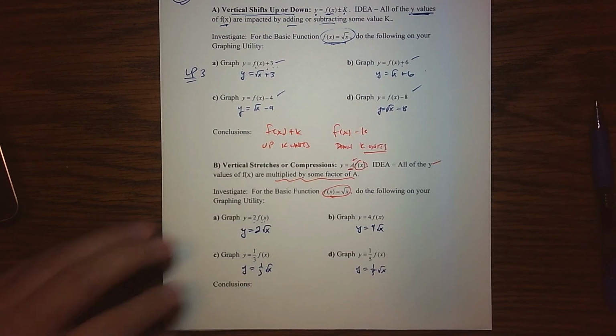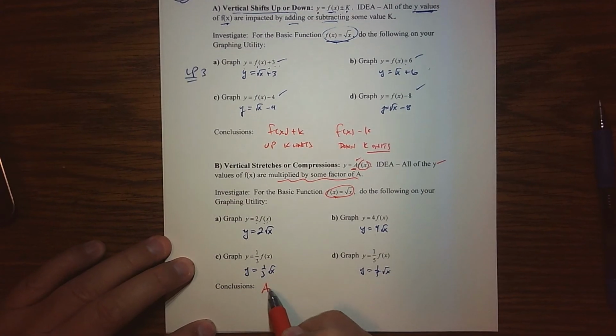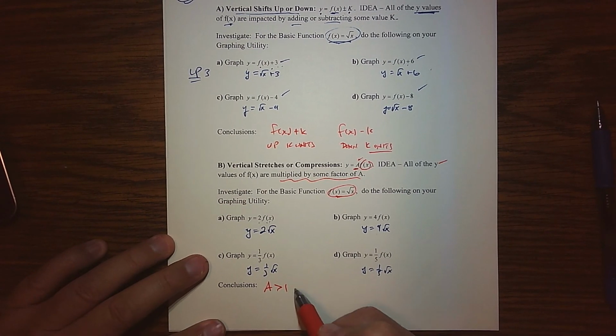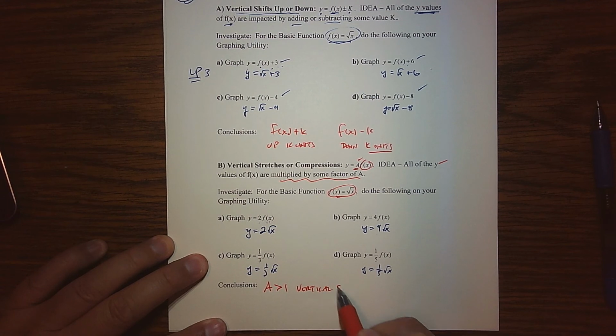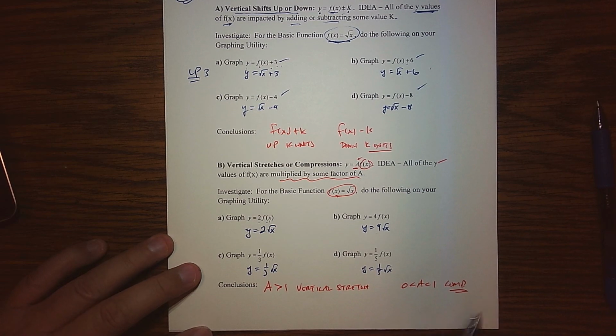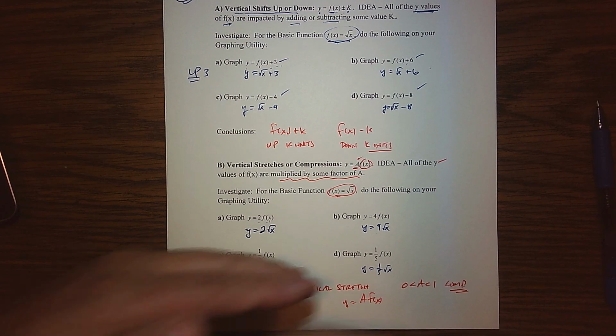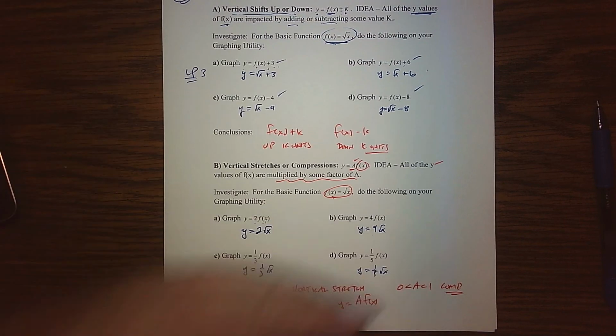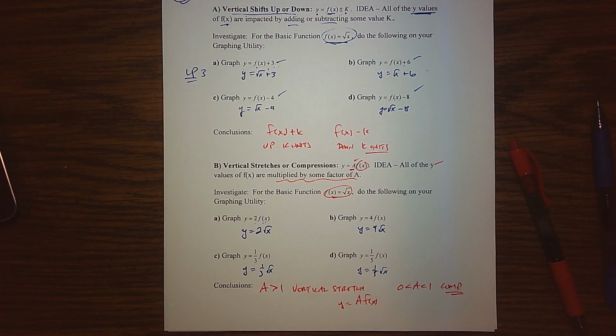So the idea here is if a is greater than 1, we have what's called a vertical stretch. If our a is between 0 and 1, we have a compression. And we're talking about a times f of x as our new function. So we can stretch the graph out, or we can compress it and compact it in. So those are our 2 big major ones that impact y.